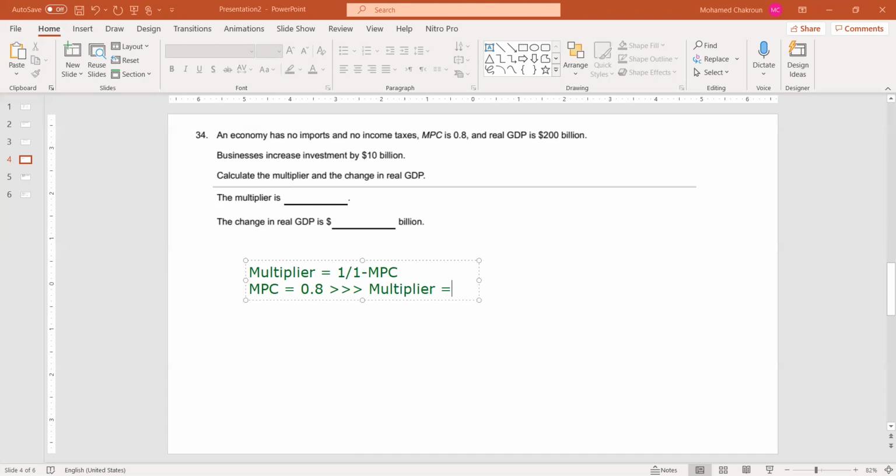So here the multiplier is equal to 1 divided by 1 minus 0.8, is equal to 1 divided by 0.2, is equal to 5. The multiplier is equal to 5.